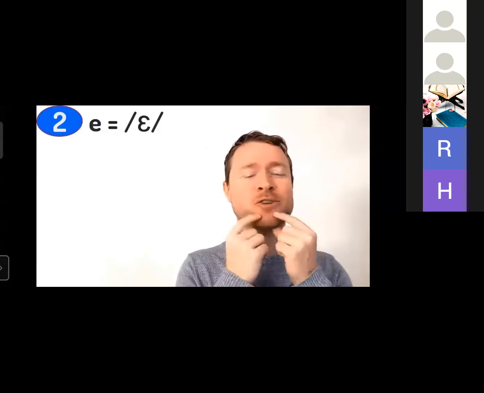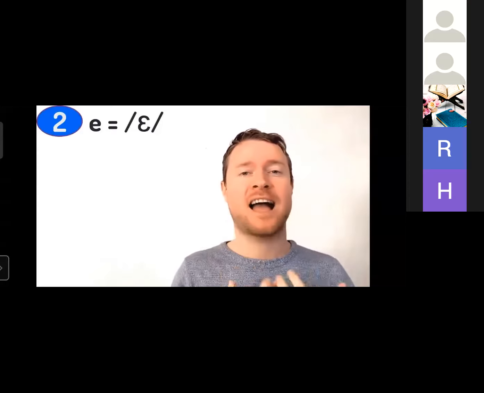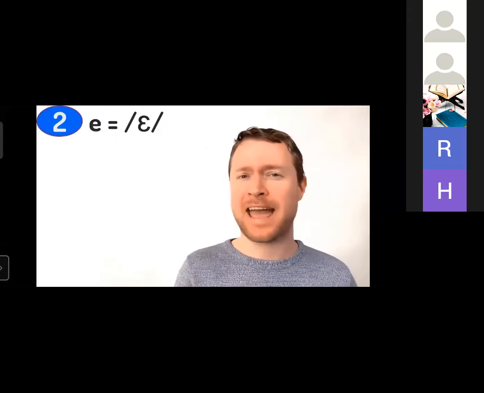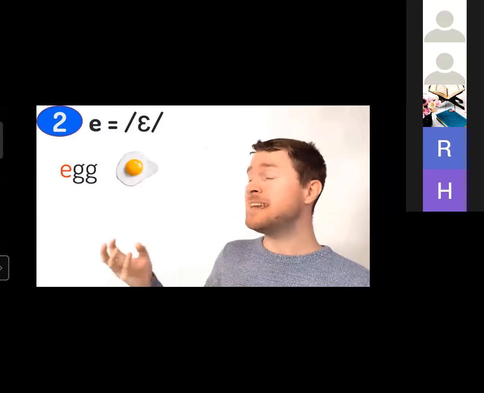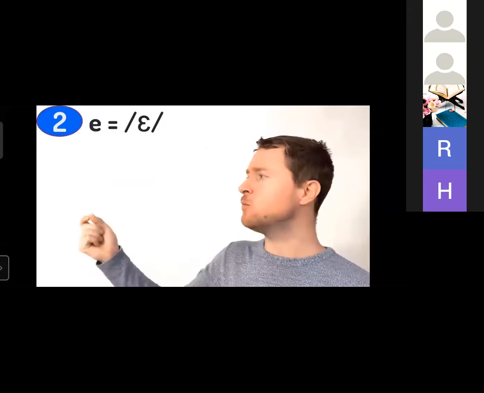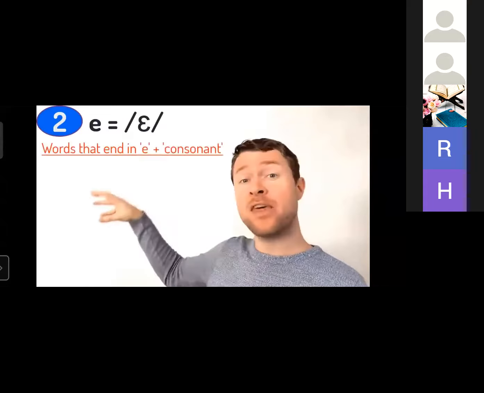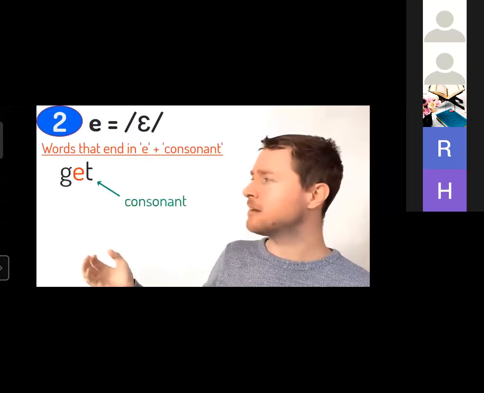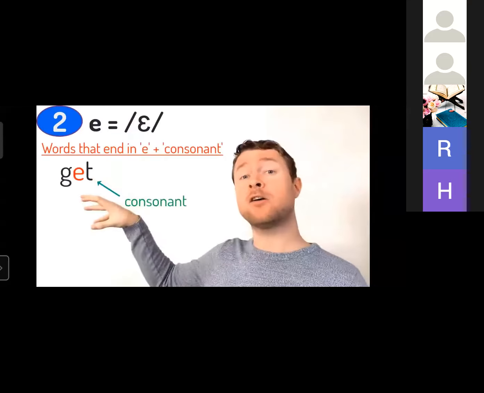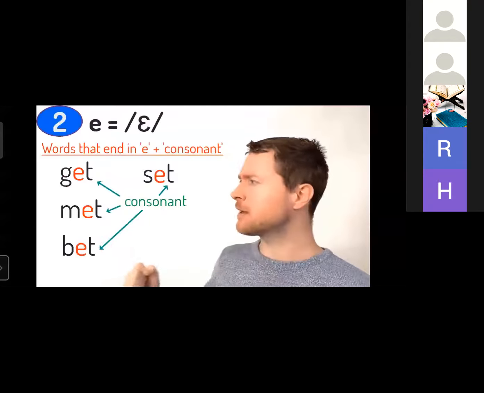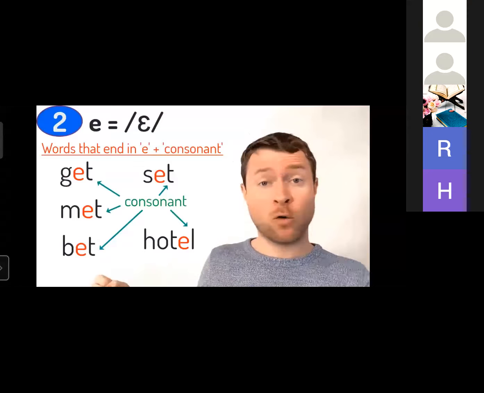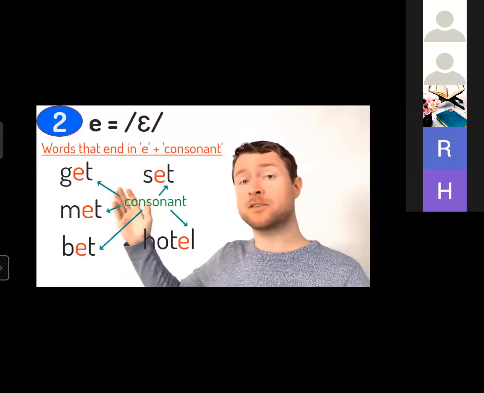Let's have a look at the next way that we can pronounce this letter. The next way that we can pronounce the letter E in English is as an E. Watch closely, my jaw goes down. You'll know this from words like egg. This one is really simple to remember. The letter E is pronounced E very often in words that end in the letter E and then a consonant. So look at the word get. You've got the letter E and then a consonant. The word met or bet or set, or even longer words like hotel. They all have the letter E followed by a consonant at the end of a word.